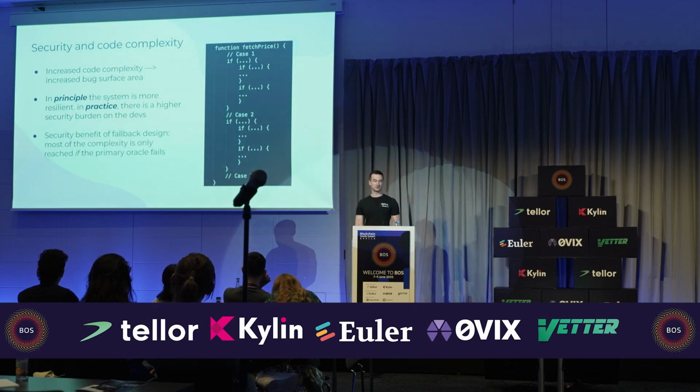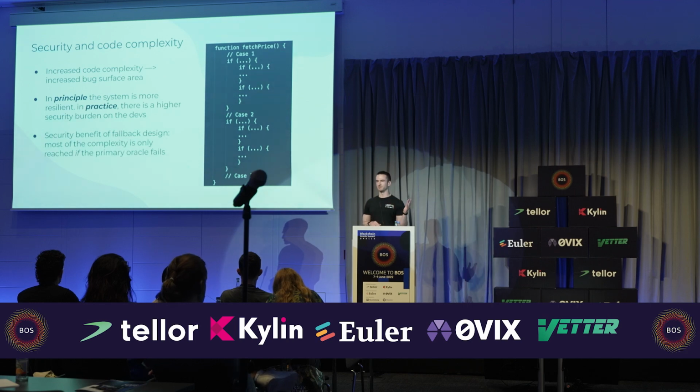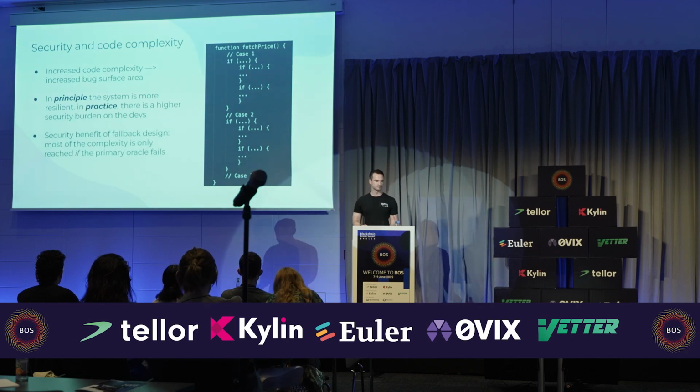There is one security benefit of the fallback design, I will say: most of the time when the system is using the primary, it's not even reaching or executing most of that code. So most of that price feed contract has never been touched yet, and hopefully it won't be, but it's there if we need it.